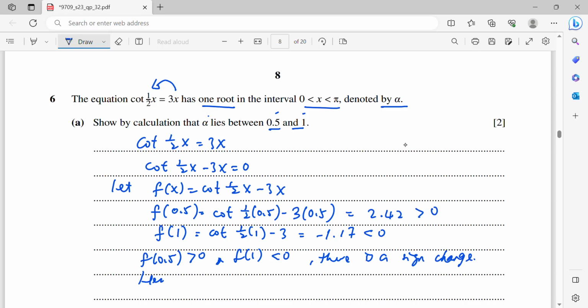Hence, alpha lies between 0.5 and 1. Alright, so done for the A.